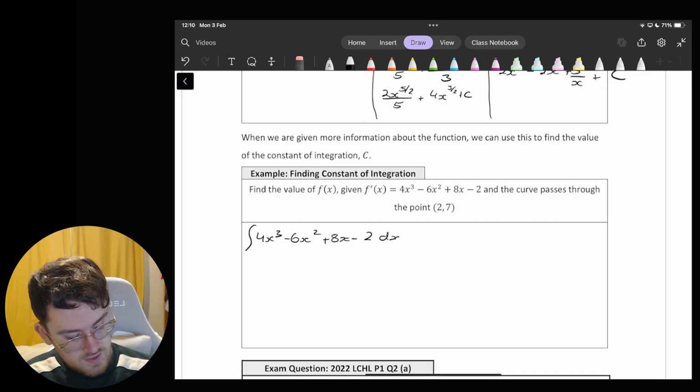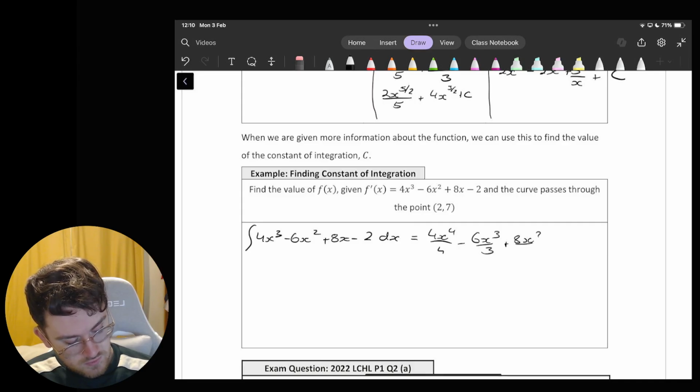So if I was to integrate this function here, this 4x cubed minus 6x squared plus 8x minus 2. So if I integrate this function, I get 4x to the power of 4 over 4 minus 6x cubed over 3 plus 8x squared over 2 minus 2x plus c. So x to the power of 4 minus 2x cubed plus 4x squared minus 2x plus c.